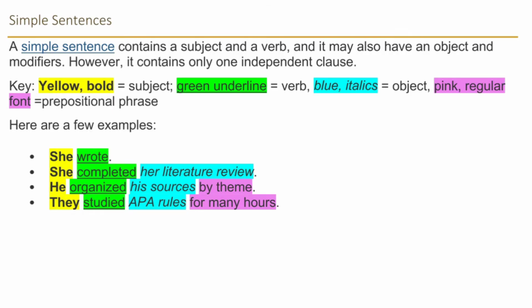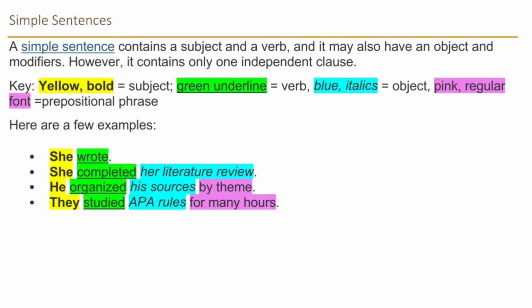In the next discussion, we will discuss the structure of sentences. The first structure is the simple sentence. The definition: a simple sentence contains a subject and a verb, and it may also have an object and modifiers. However, it contains only one independent clause.